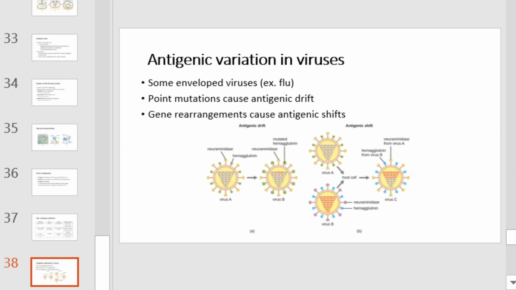Antigenic variation in viruses. Antigenic variation is a tool that some pathogenic viruses, if you'll allow the human characteristic, employ to protect themselves against a host. Some enveloped viruses, like the flu, have antigenic variation. Point mutations are often the cause of antigenic drift. Gene rearrangements cause antigenic shifts. This not only helps the virus avoid the host defenses, but can also help the virus to infect new and different cells.